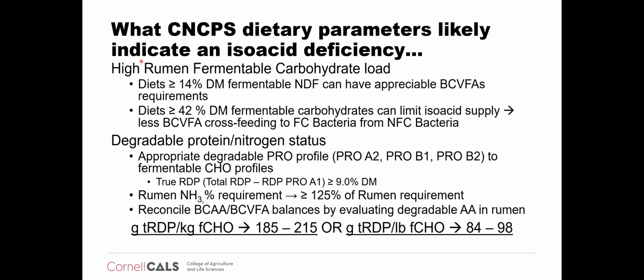So when are you going to likely see a deficiency? High rumen fermentable carbohydrate load: diets greater than 14% dry matter fermentable MDF can have appreciable branched chain VFA requirements.